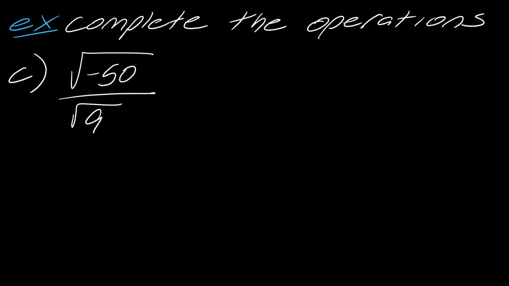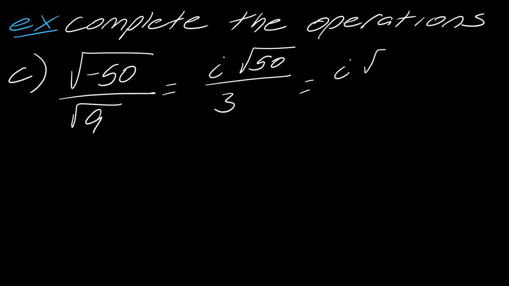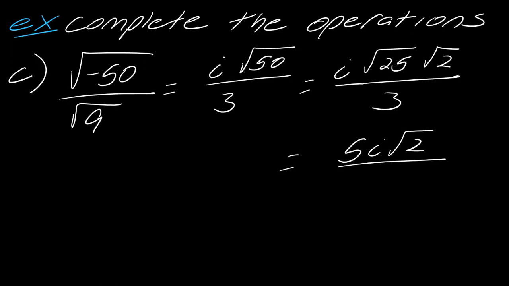Okay, so what about this one? Once again, I would recommend that you pause here, give this a try, and hit play when you think you've got it. So this one, I'll rewrite just the top. The bottom is just 3, right? So then I can rewrite this as square root of 25 times the square root of 2, all of this over 3. So this is going to be 5i times the square root of 2 over 3.